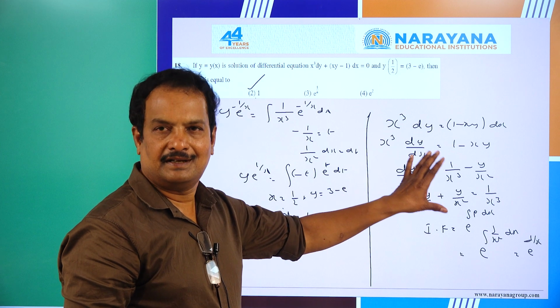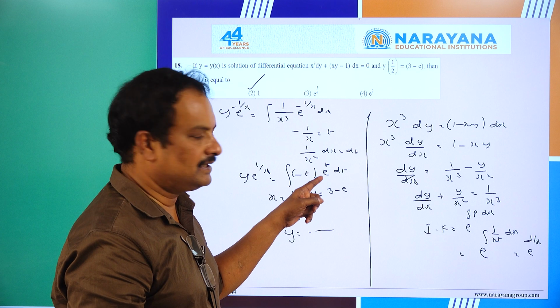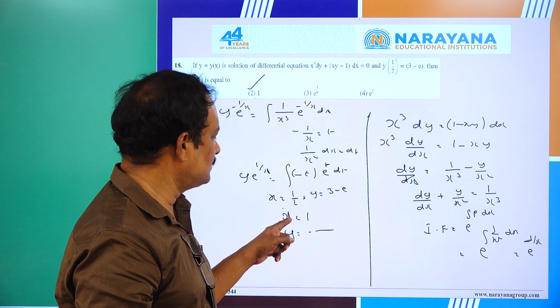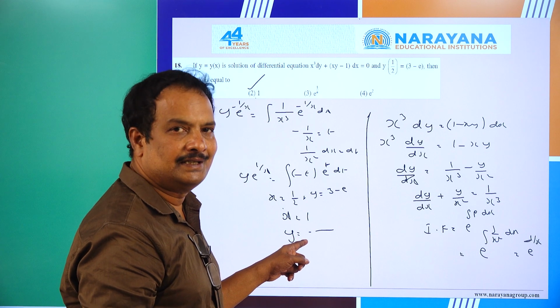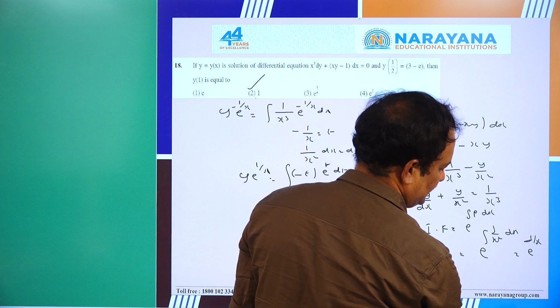Straight away, it is a linear form, it was simplified, and then after integrating, the constant of integration can be obtained by this one. So once you get the constant of integration, put x equal to 1 so that you can get the y value, that is only y of 1. So that's going to be 1 there. So now let's go for the next question.